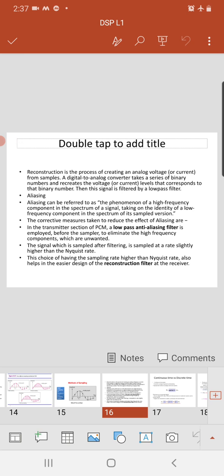The signal which is sampled after filtering is sampled at a rate slightly higher than the Nyquist rate. This choice of having a sampling rate higher than the Nyquist rate also helps in easier design of the reconstruction filter at the receiver.